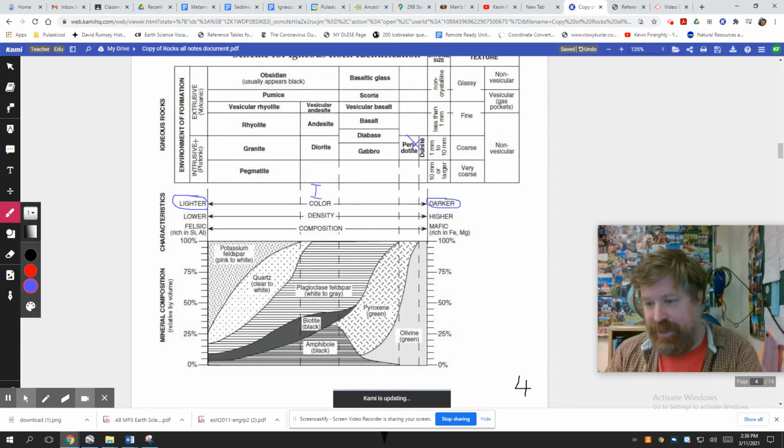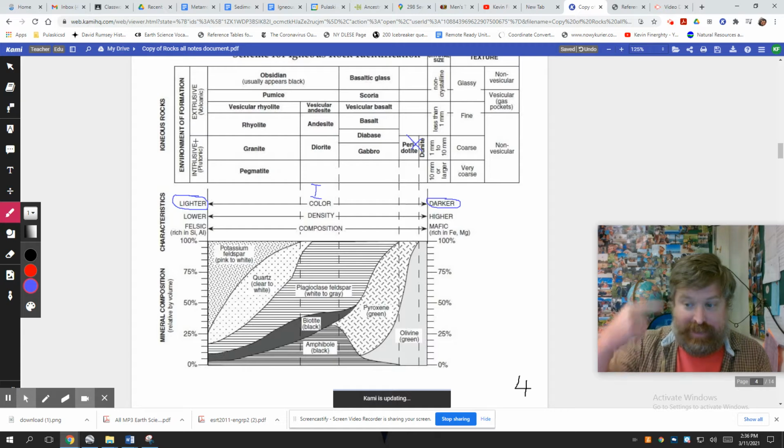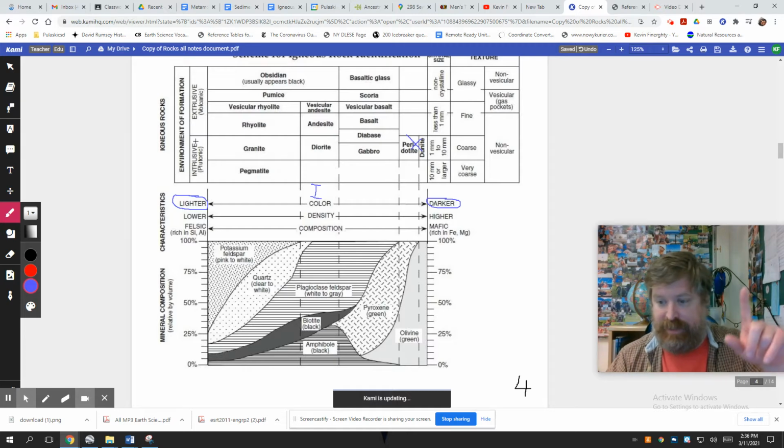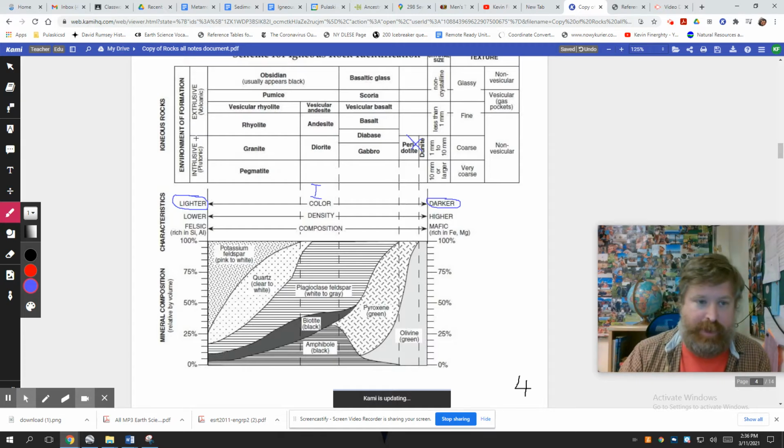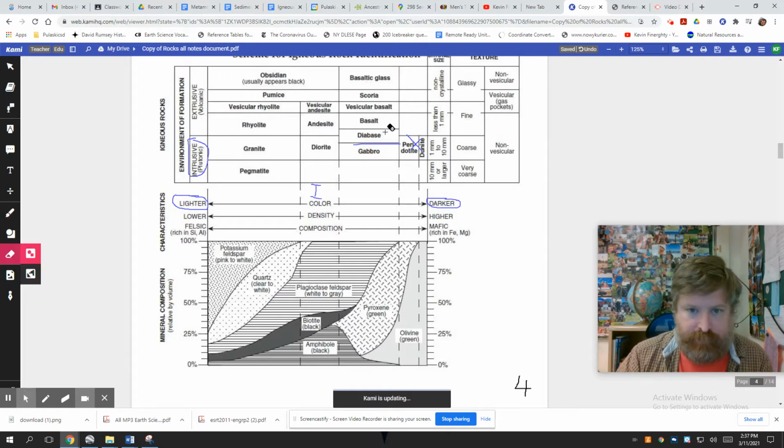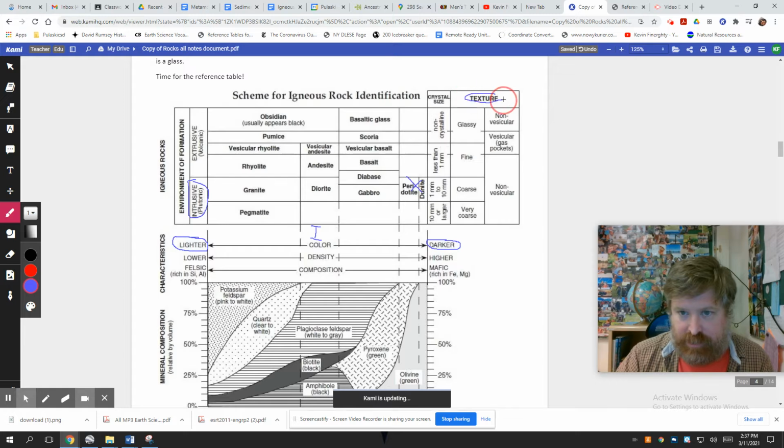Next, and this again is the place where people that are clever, that figure out how this reference table works, can walk into that test almost empty-headed. You don't have to memorize any of that intrusive, extrusive stuff I was babbling about. If you're clever enough to use this table, go over to here, intrusive rocks. What are they like in terms of their texture? Well, they're either coarse or very coarse.